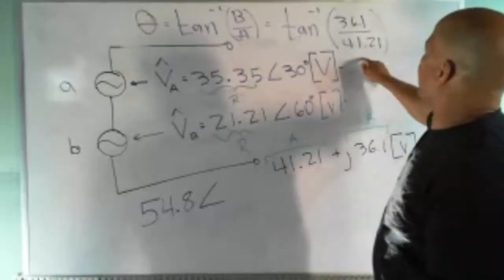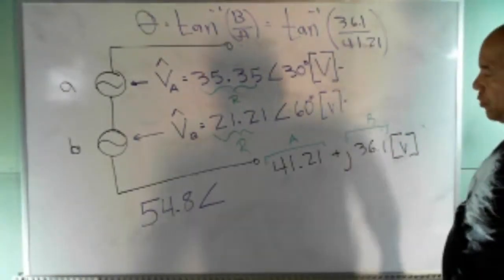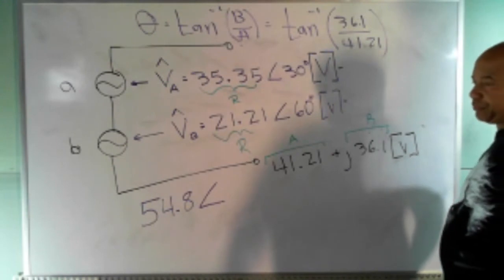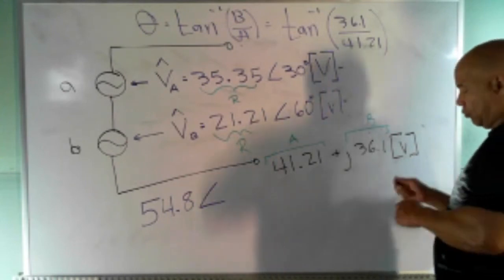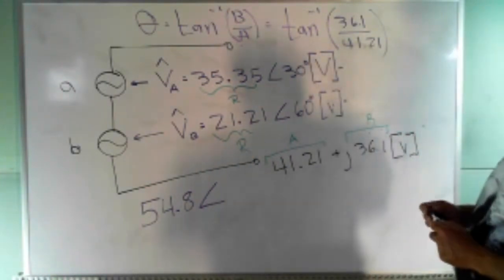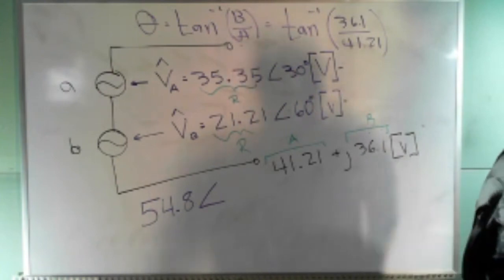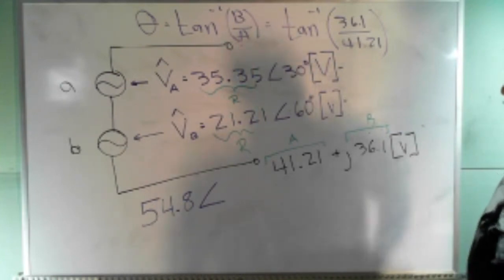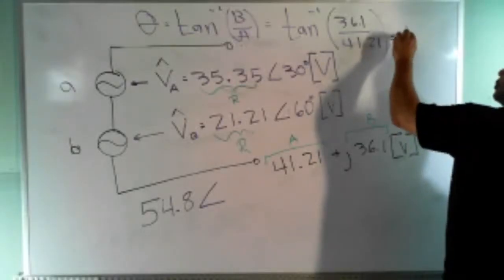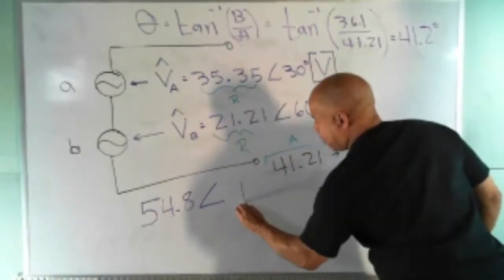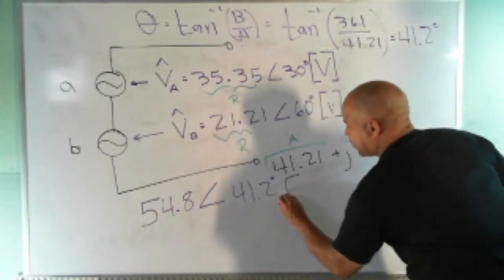Okay, so if you do this, inverse tangent of 36.1 divided by 41.21, what would that be? Got 41.2. All right, so I got 41.2 degrees, and then I would show volts here.